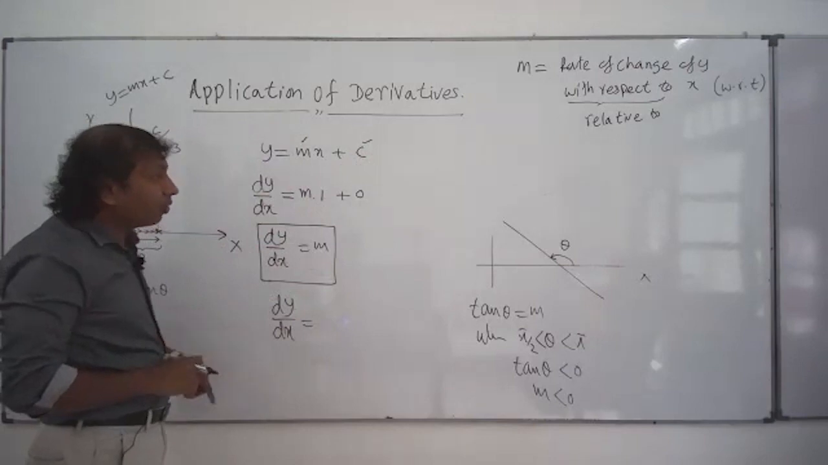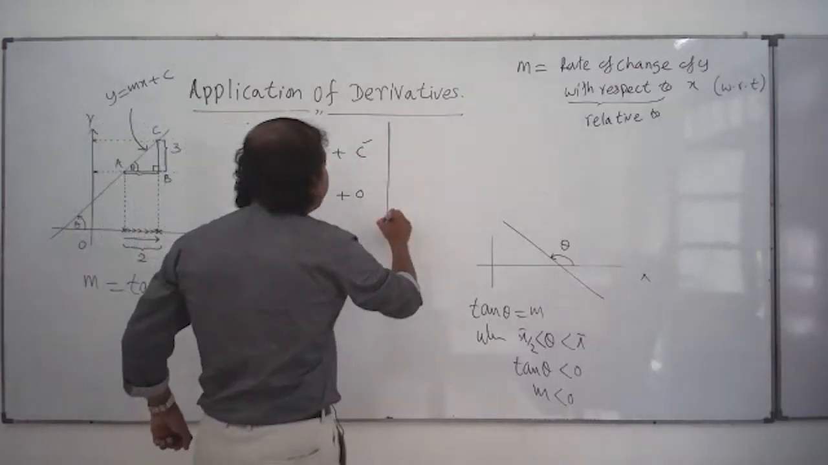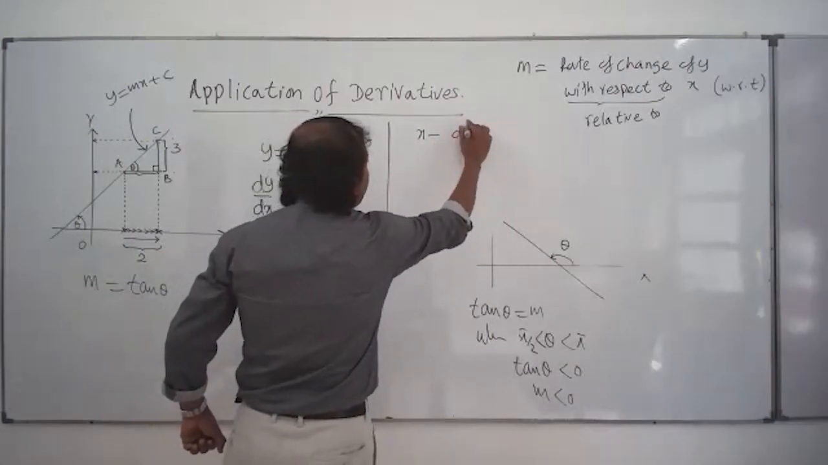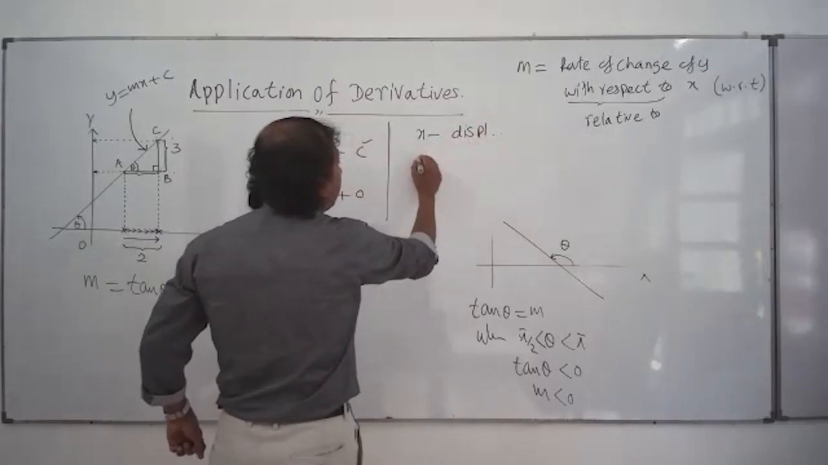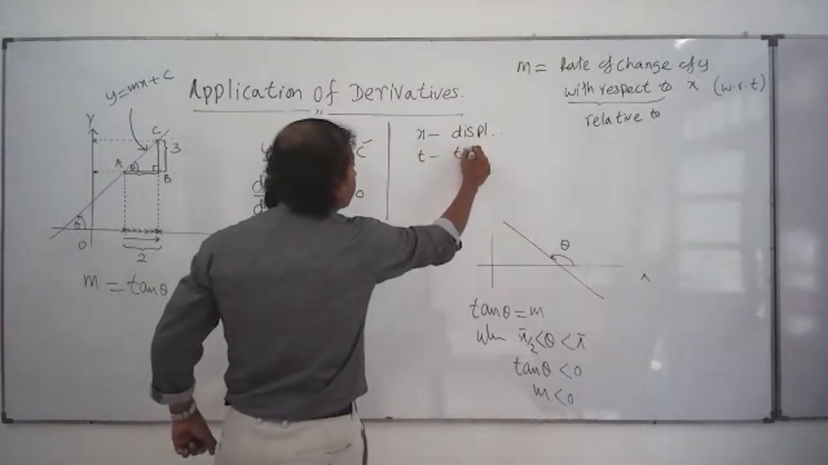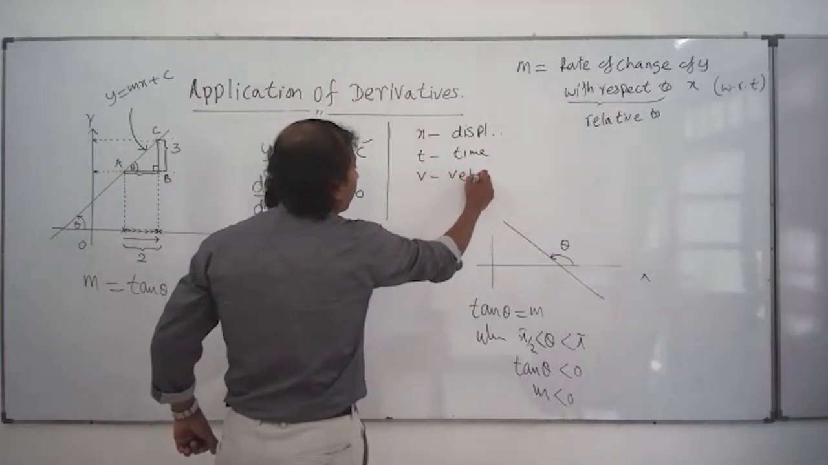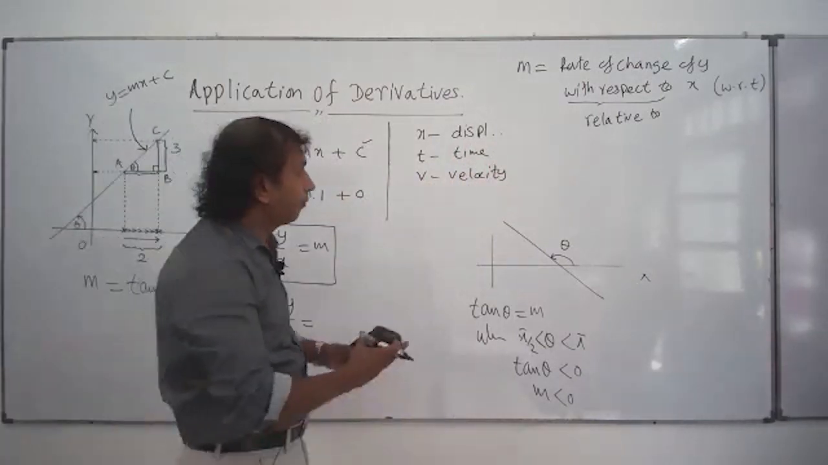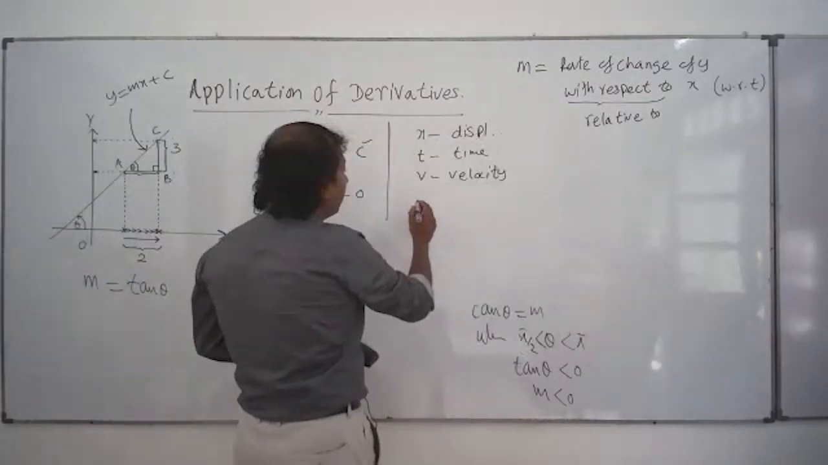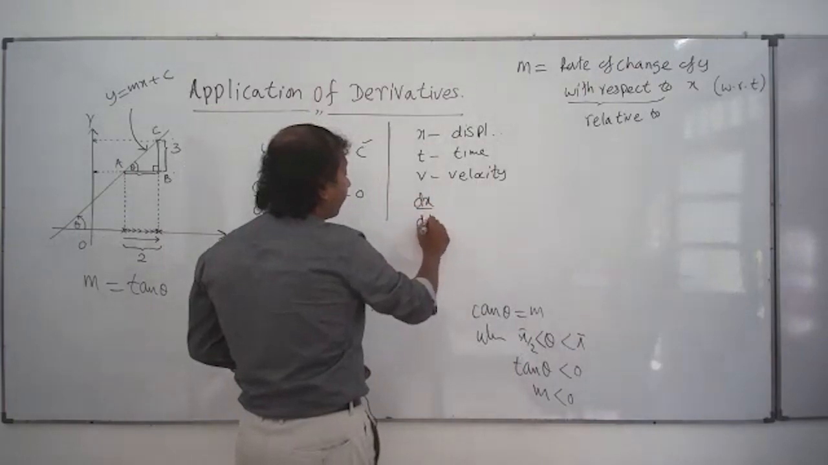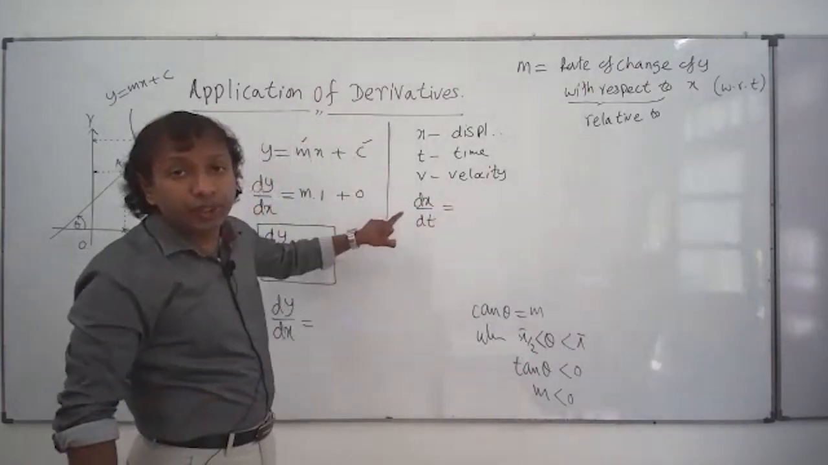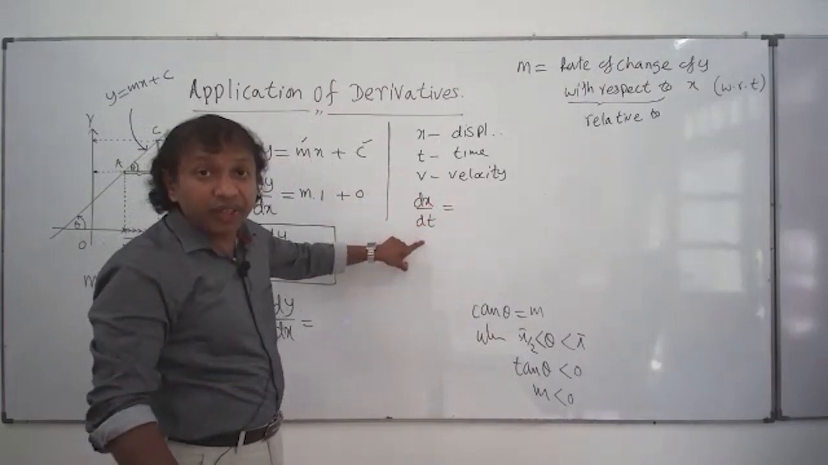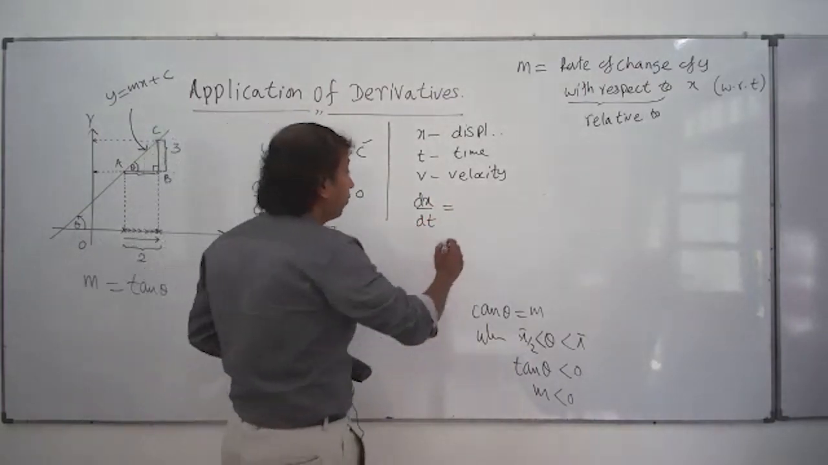Understand? So for instance, if I consider here, x is the displacement, t is the time, and v is the velocity. Then what can you say about dx by dt? It is the rate of change of displacement relative to time. That is the velocity.